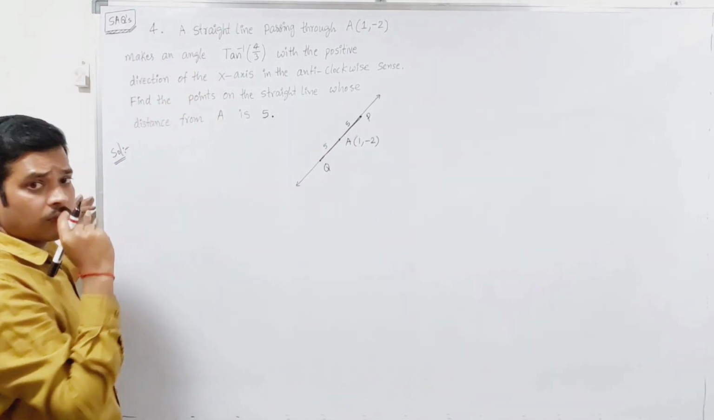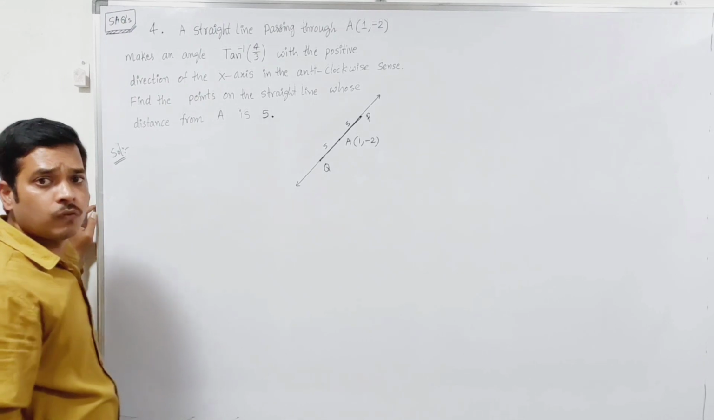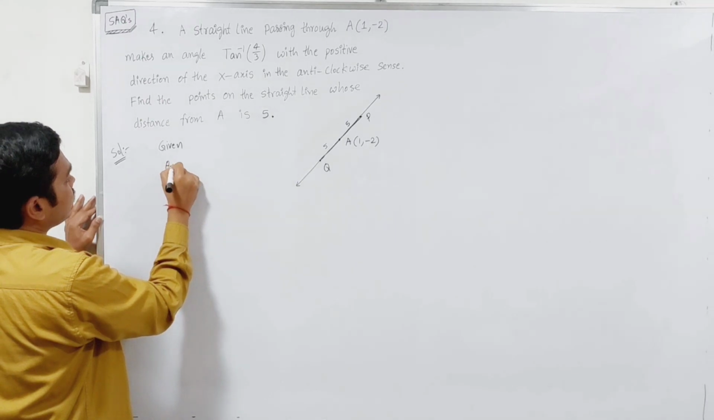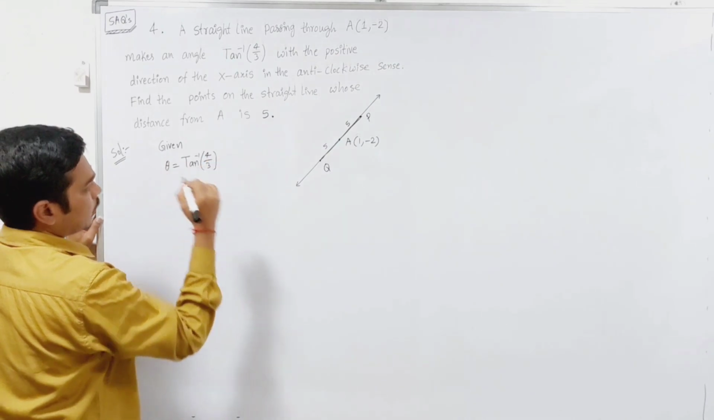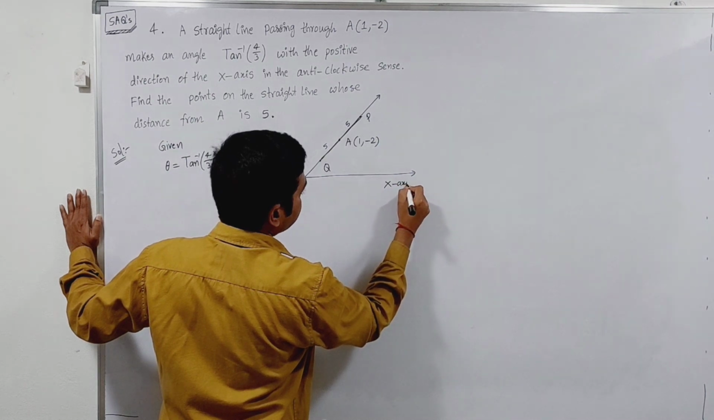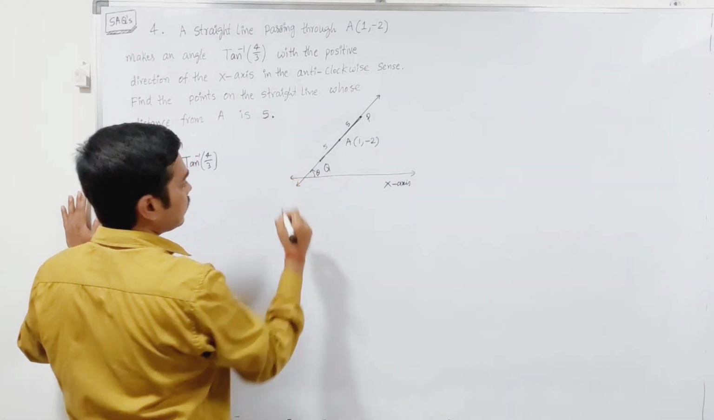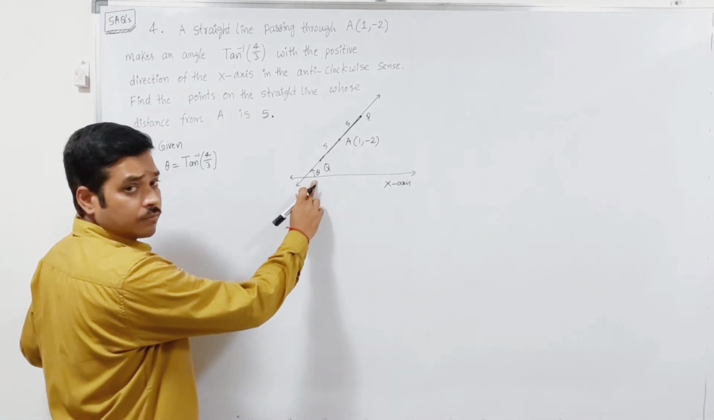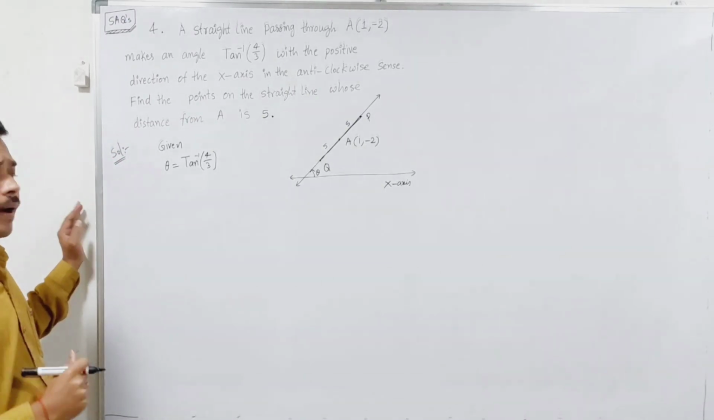In the problem, one more thing is given: the angle made by this line is tan inverse of 4 by 3. Let theta be equal to tan inverse of 4 by 3, the angle made by this line with the positive direction of the x-axis. We know the inclination of the line, and we know one point. In that case, you have to find the coordinates of P and Q.